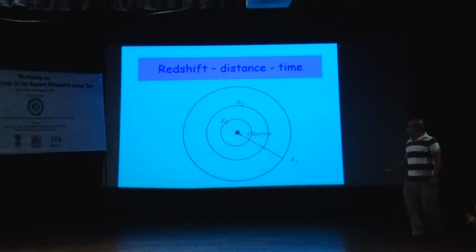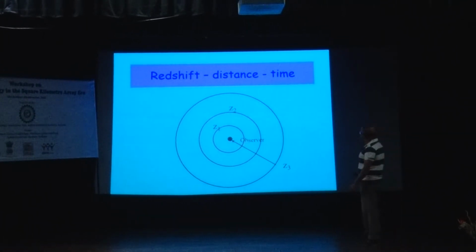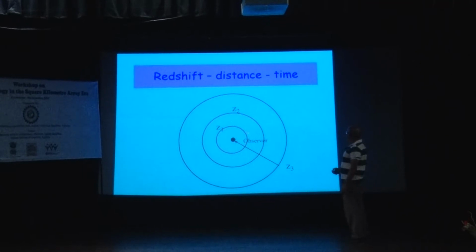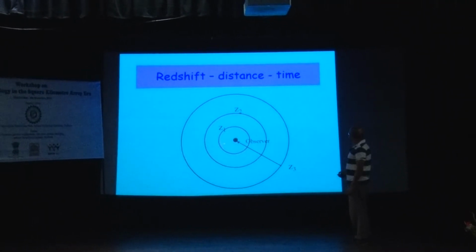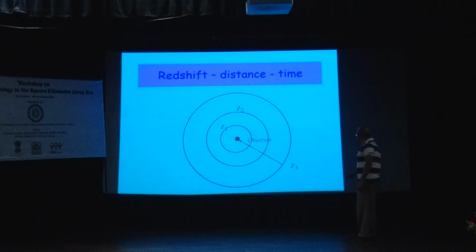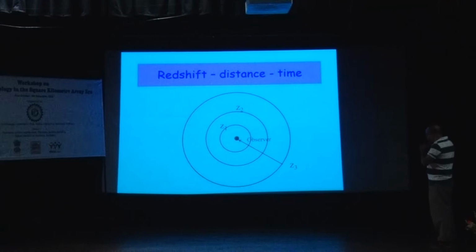So this is the same thing. An observer here looks out and receives light from different parts of the universe. The light will be redshifted, that is, the wavelength of the light would have increased by the time it reaches the observer. And the further away the light comes from, the larger is the increase in the wavelength.